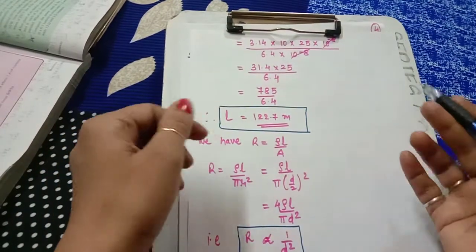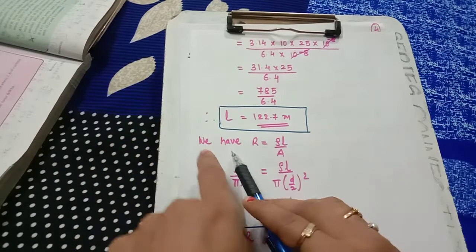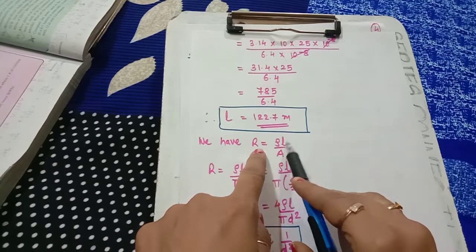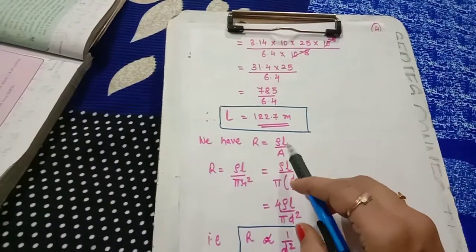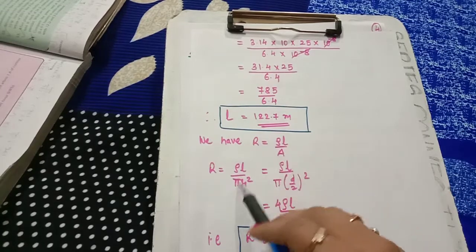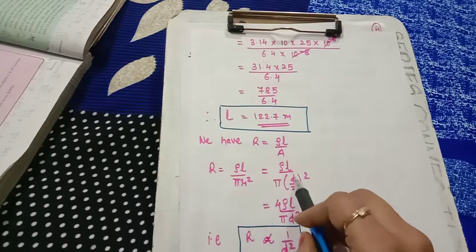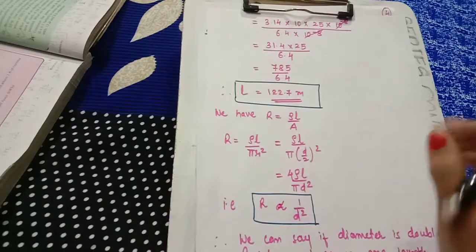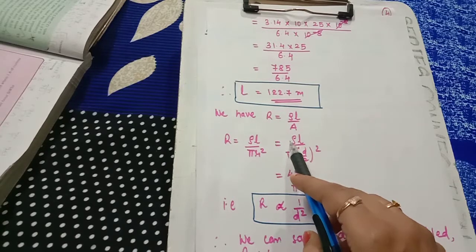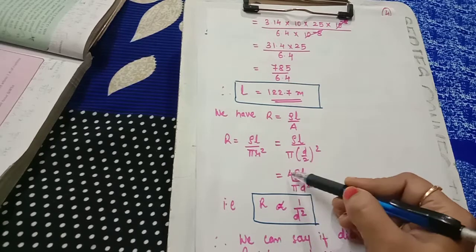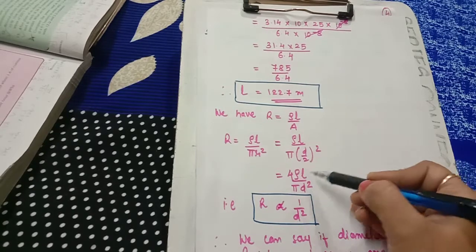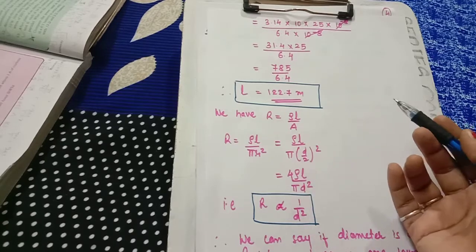Now they are asking, if the diameter is doubled, what happens to the resistance? Again we will take the same formula, rho L by A. Here we need not find out L, so we will not change anything. We will go as it is. Rho L over pi r square, which is rho L over pi into D by 2 whole square. The 4 will go up, and this becomes D square. Now these all have values: 4 rho, L, and pi is 3.14.